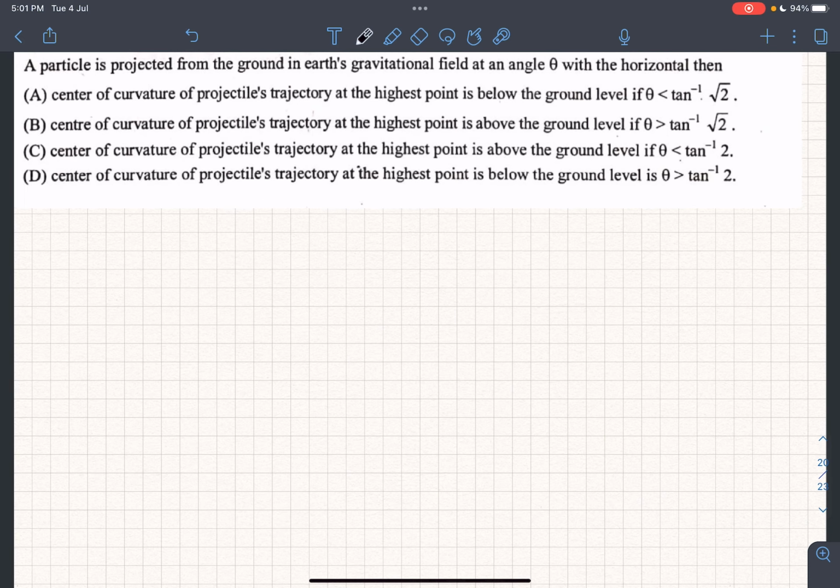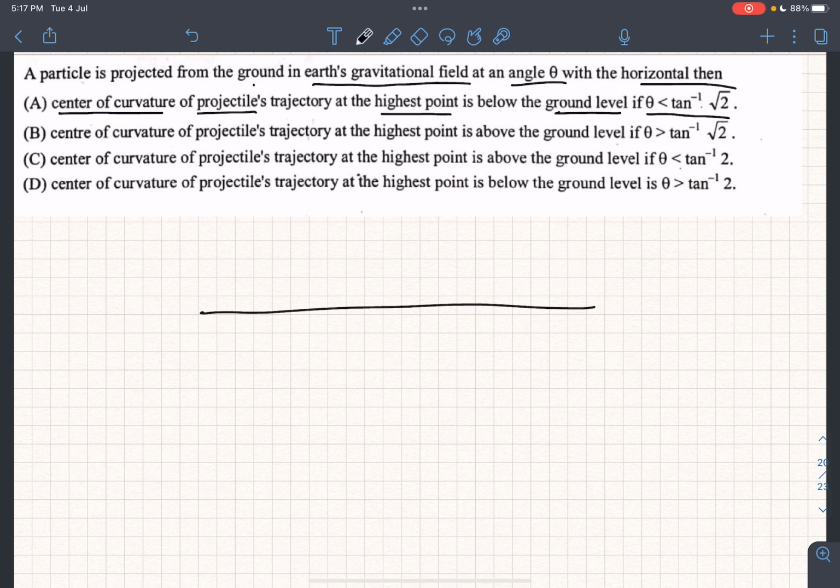So this is problem number 2 for the day, and this is a pretty unique problem. We are given a particle that is projected from the ground in the Earth's gravitational field at an angle theta with the horizontal. Okay, so let's draw a diagram.